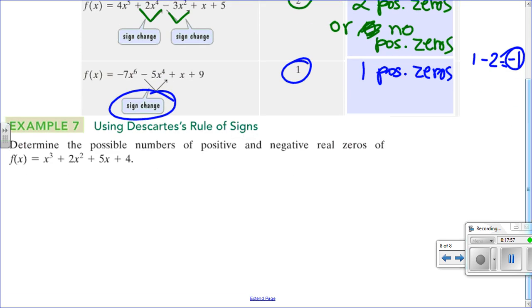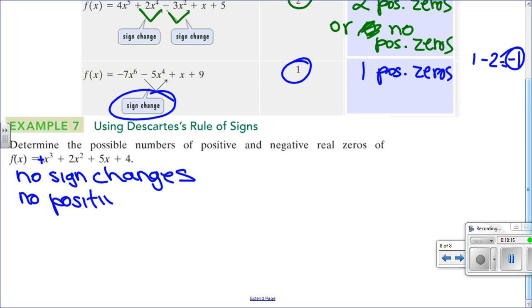Okay, so let's do this problem last. So you can see all the signs are positive. So here we have no sign changes for f of x. So therefore, there are no positive real zeros.